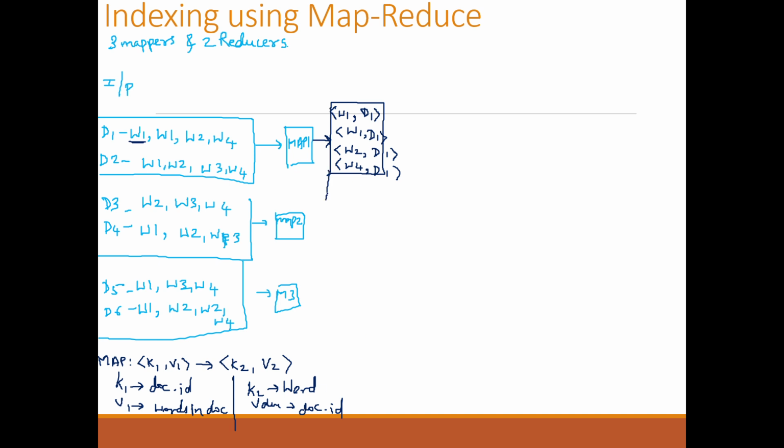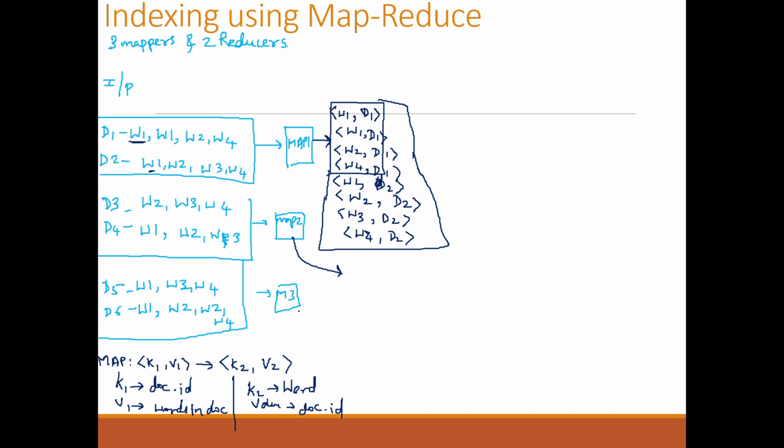Okay, so let's do it for the remaining words. So W1 again, but now it will append D2 here. Next is word 2 appending D2 as the document ID. Word 3 with D2. Next word 4 with D2. So this is the output coming from this map function.